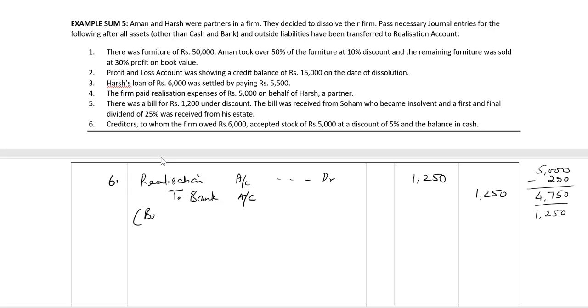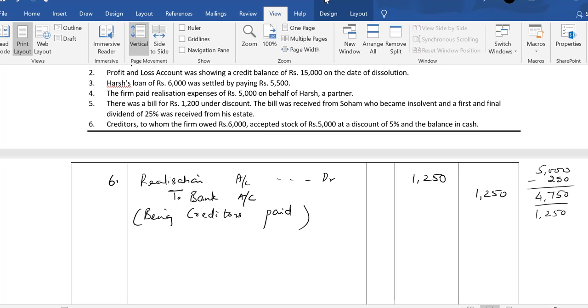Narration. Being creditors paid. The entries are done. I'll remove the split and we can view the answer.